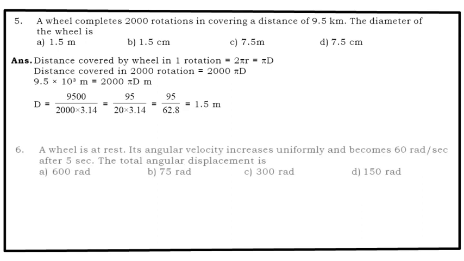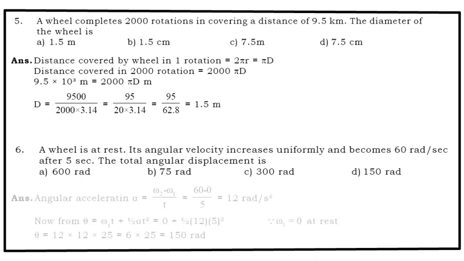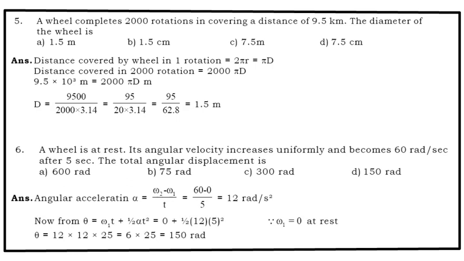Problem number 6. The wheel is at rest. Its angular velocity increases uniformly and becomes 60 radians per second in 5 seconds. The total angular displacement of the particle is. Now you know the formula, alpha is equal to omega 2 minus omega 1 upon t. Omega 2 is 60 and omega 1 is 0 because it's starting from rest. So you got a value of alpha.